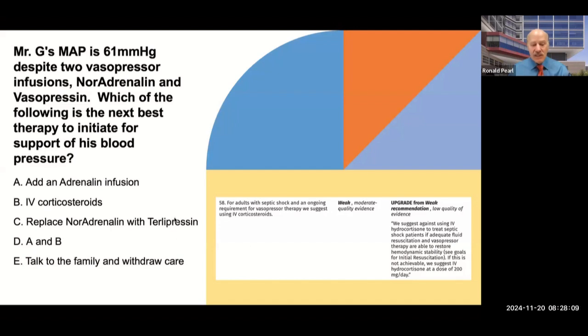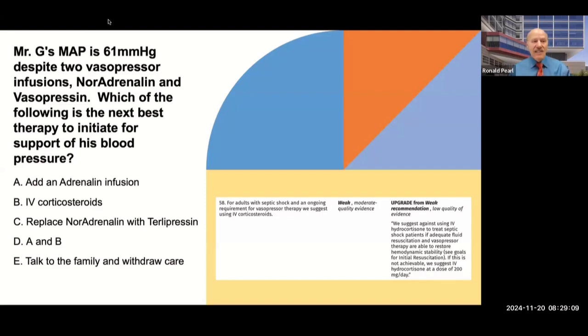The studies have been relatively consistent in demonstrating that the addition of corticosteroids in that setting decreases the time required to wean patients off of vasopressors. It decreases hospital resources. It may improve mortality, though that has been shown in some but not other studies. And the side effects are relatively small. Some earlier studies demonstrated an increase in neuromuscular weakness, but that really did not hold in the subsequent studies. And the recommendation now is the one you see, number 58. For adults with septic shock and an ongoing requirement of vasopressor therapy, we suggest using IV corticosteroids.